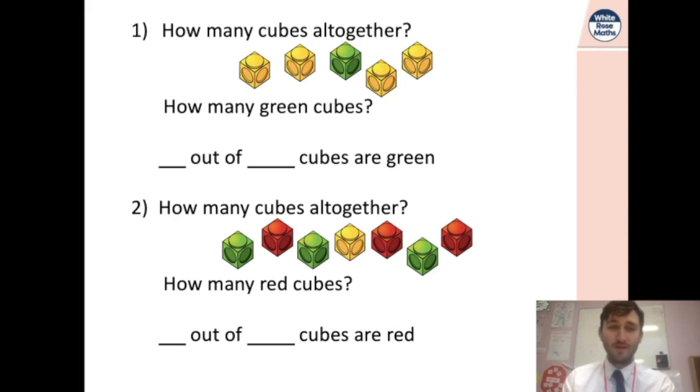Right then, question 1. So how many cubes are there all together? Well, if I just count them, 1, 2, 3, 4, 5, there are 5 cubes altogether. And the question says, how many are green cubes? Well, I know that there's 1 green cube, and the rest are all yellow. So 1 out of 5 of the cubes are green. Next, how many cubes are there altogether? Well, if I count 1, 2, 3, 4, 5, 6, 7, there are 7 cubes altogether. How many are red? I can see 3. So therefore, 3 out of 7 cubes are red.